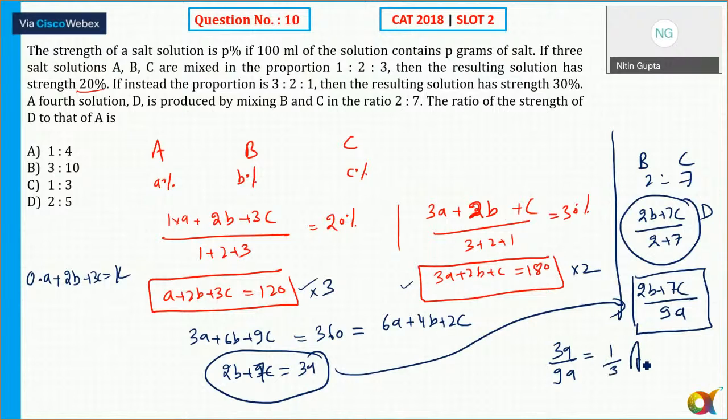Okay, so the correct answer is option C, which is equal to 1 by 3. I hope that now it is clear to all of you. The ratio of strength of D to that of A is equal to 1:3. So a difficult question, I'll say, based on mixtures and solutions.